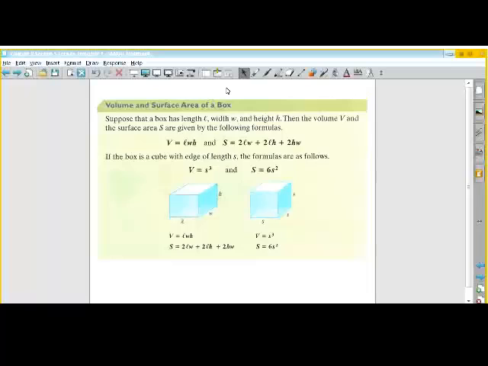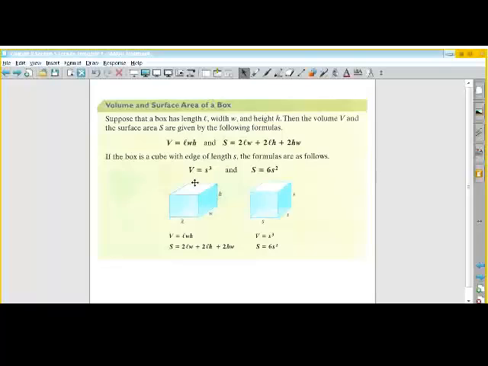Okay, so if we wanted to find the volume of a rectangular parallelepiped, which is basically a rectangular box, all you have to do is multiply the length times the width times the height. And if it is a cube, where all the sides are the same, you use the same formula, except that they're all the same. So the volume is s cubed. Instead of length times width times height, it's just s times s times s, which is s cubed.